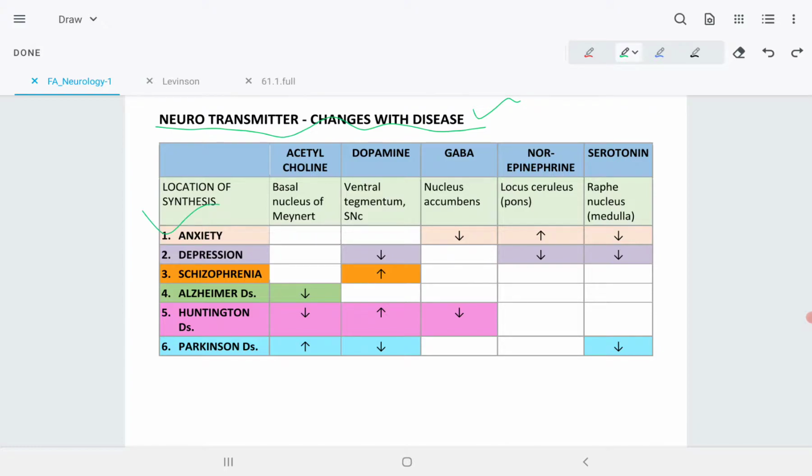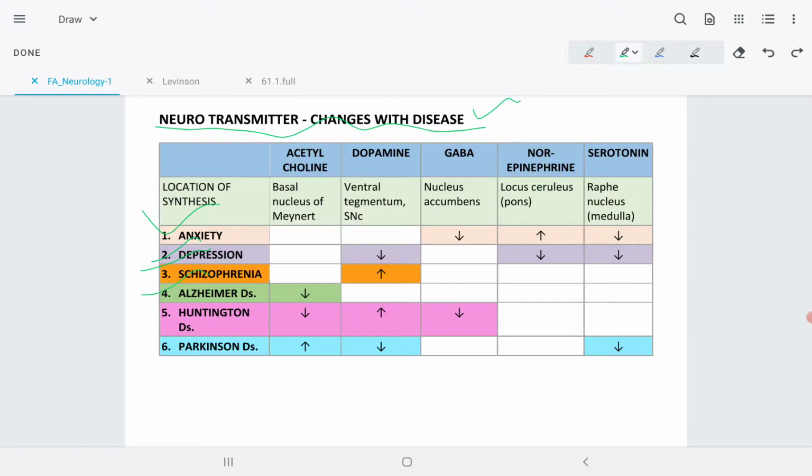Anxiety is the body's natural response to stress or feeling of fear about what is to come. Number two, what is depression? A condition that negatively affects how you feel, the way you think, and how you act. And number three is schizophrenia, characterized by delusions, hallucinations, and disorganized speech.